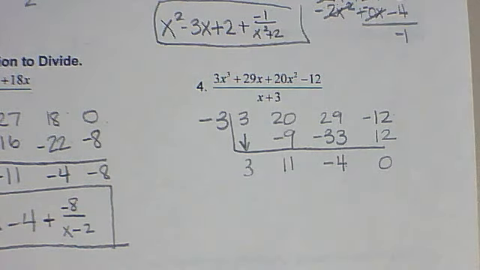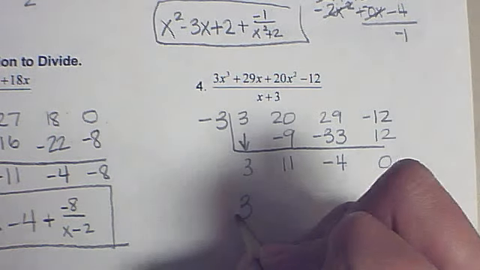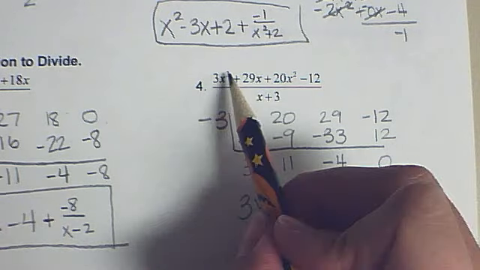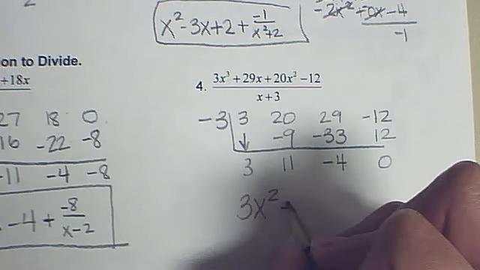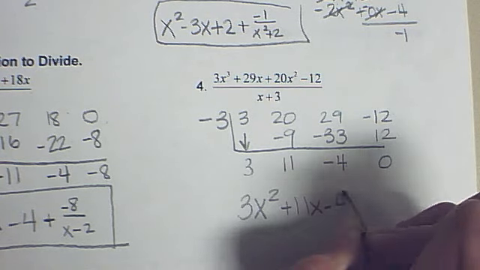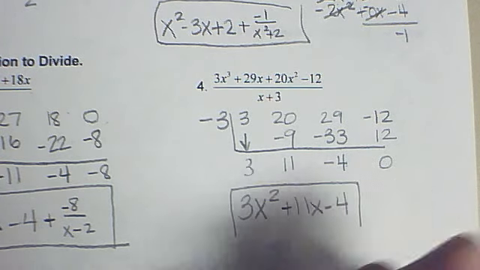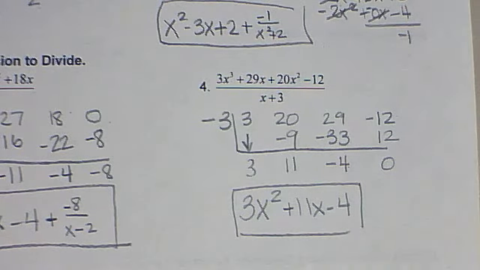It's nice when my remainder works out that way. Not always the case, but it is here. Again, I'm going to start with the 3x, and power 1 less than the original would be squared. So I have 3x squared plus 11x minus 4. No remainder, so that's my full answer.